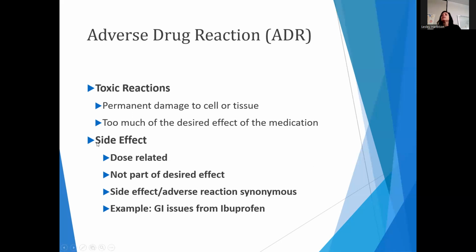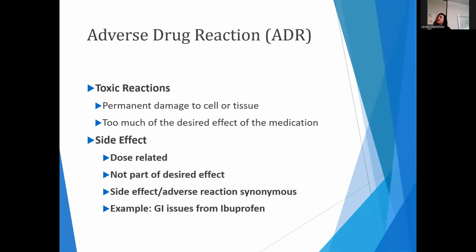And then there's side effects. That is usually dose related. Sometimes they can adjust your dosage and get rid of a side effect. Sometimes it's playing with the dose, not part of the desired effect. Sometimes you just have to deal with it. Drugs are not always selective to specific receptors. Sometimes it's like, well, I kind of work on this receptor and I kind of work on that one, but I'm really meant for this one. And so if you have that kind of a drug, then you're going to have side effects. So that's where side effects come from.